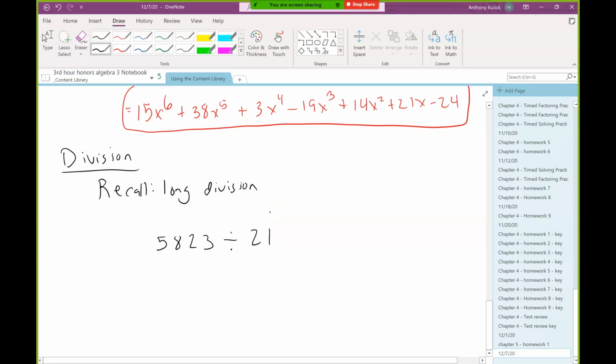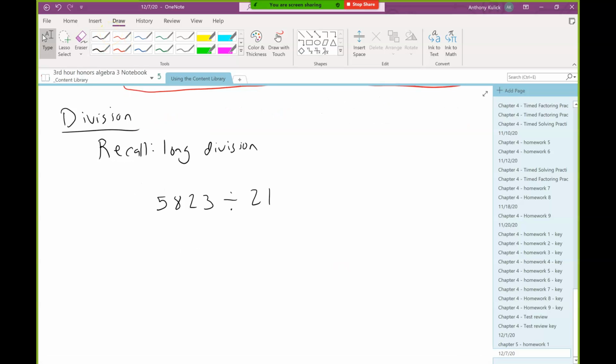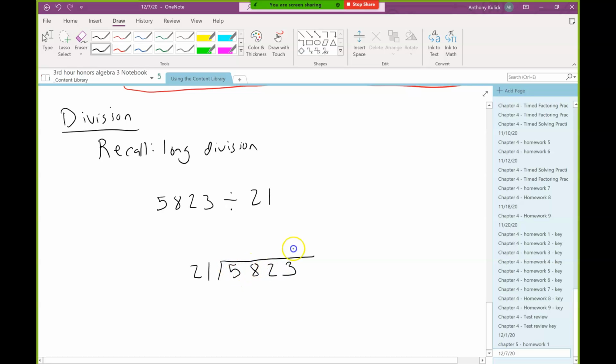So let's say we have 5,823 divided by 21. This would be a problem that you might have something similar to in elementary or middle school. So we put the divisor, that's the second number, outside of our division bar, and the dividend, that's the first number, underneath the division bar. And then we just go down digit by digit, starting on the left, and we say, okay, how many times does 21 go into 5? Well, none. So we move on to the next digit.